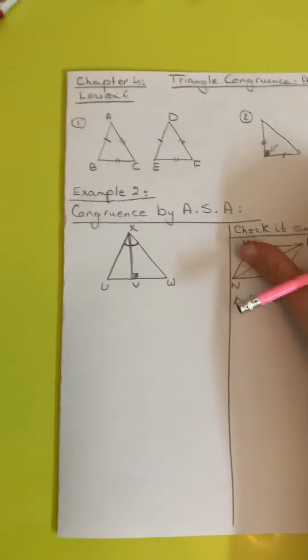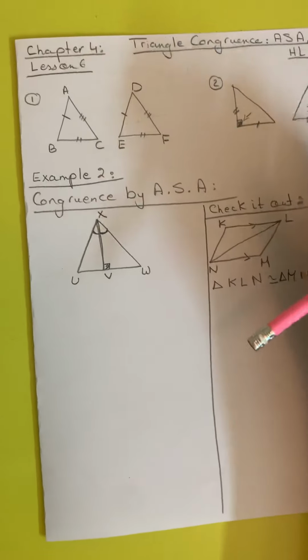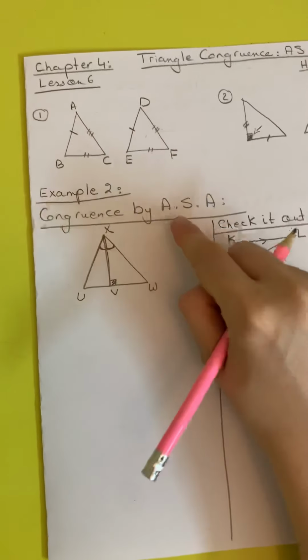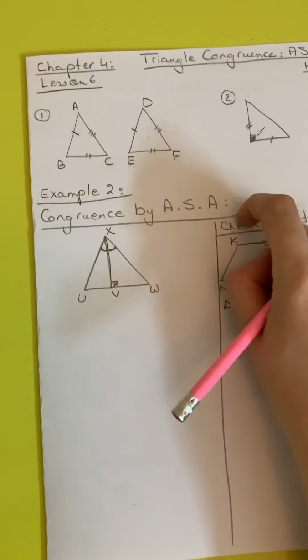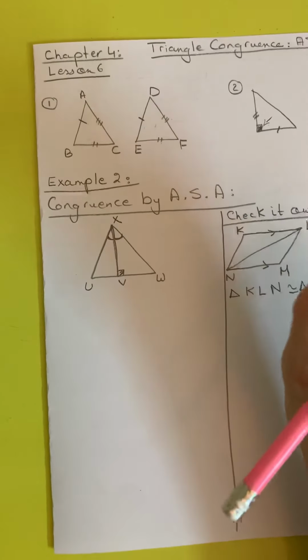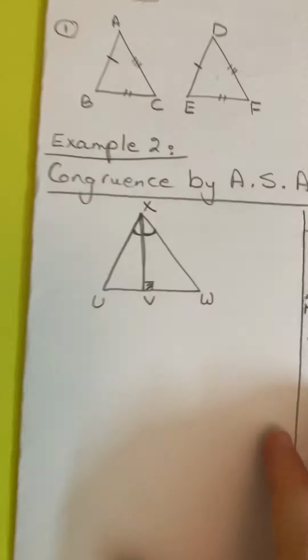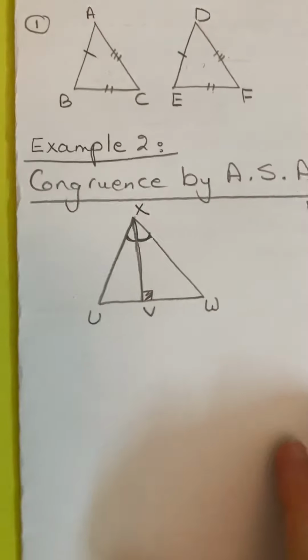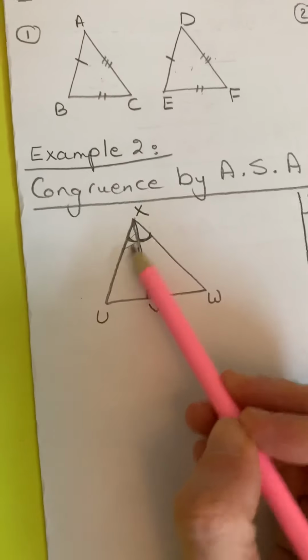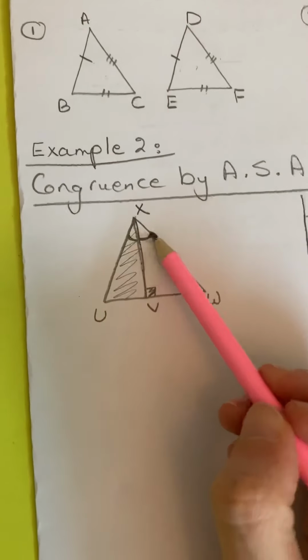Now today we will be taking example 2. We're skipping example 1. Example 2 is congruence by angle, side, angle. Now it's obvious from the name, it's about two angles and one side. For example, if you have this shape and you need to prove this triangle is congruent to this triangle.